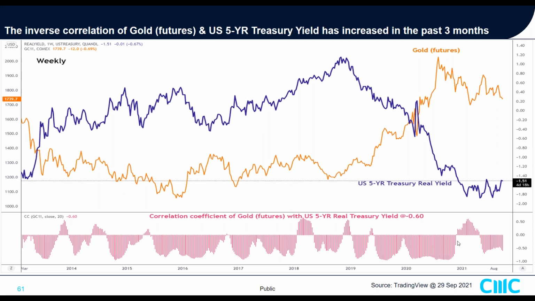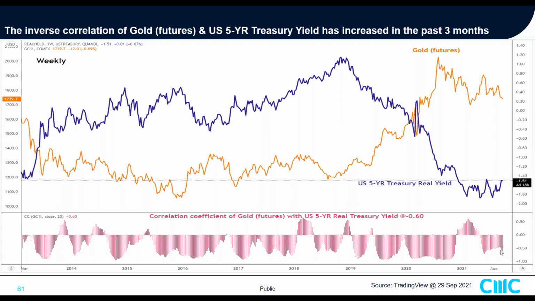So if you look at the correlation coefficient between gold futures and the US 5-year real yield, it actually started to increase because of the inverse correlation. That means it's now at negative 0.60. Okay, it's started. So what it means is quite significant.